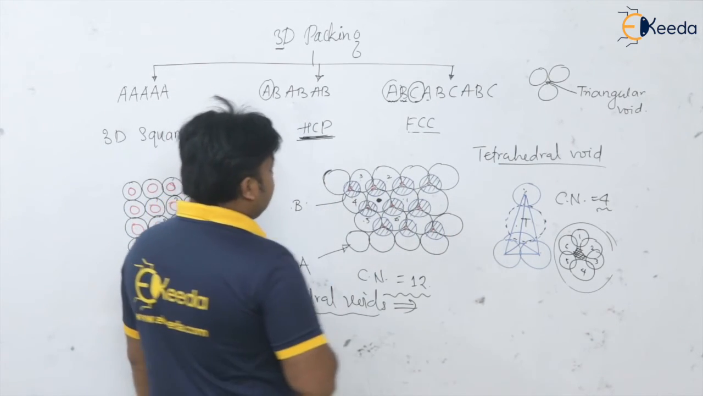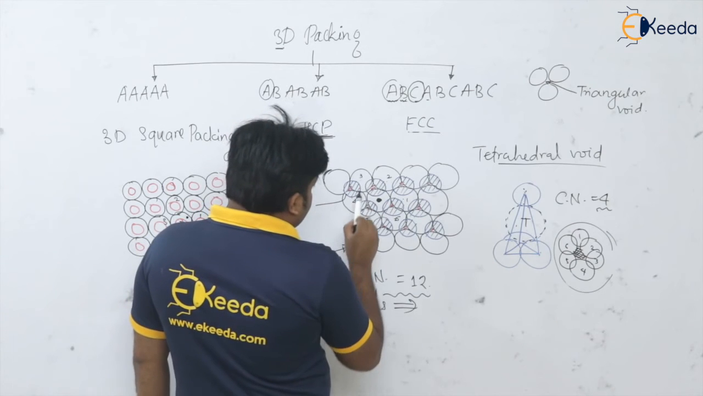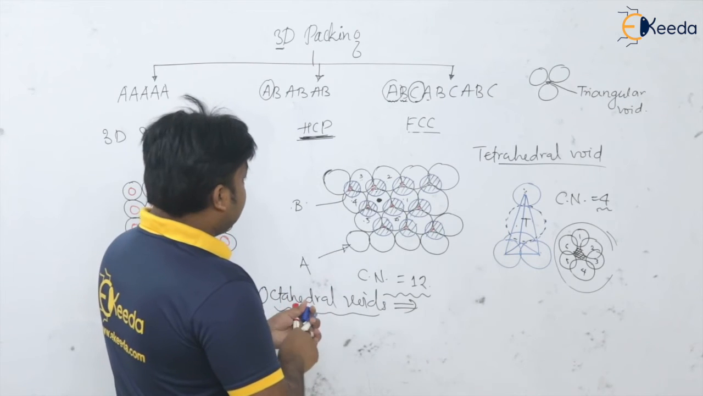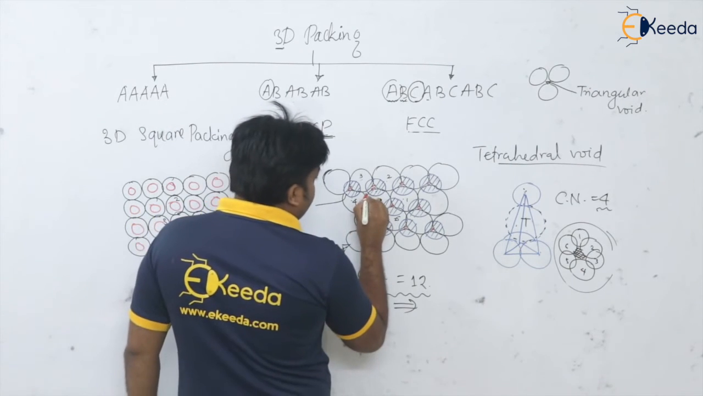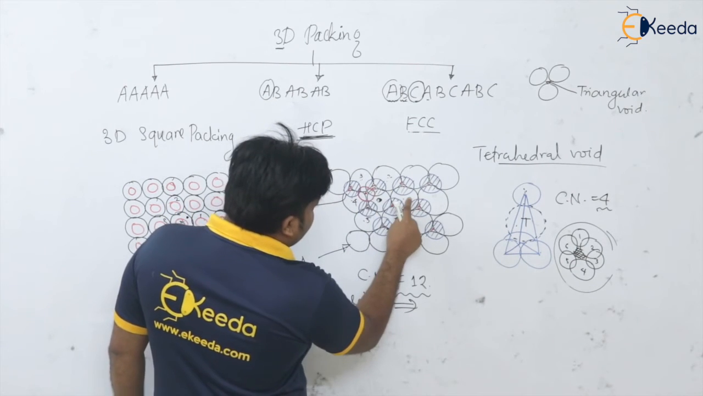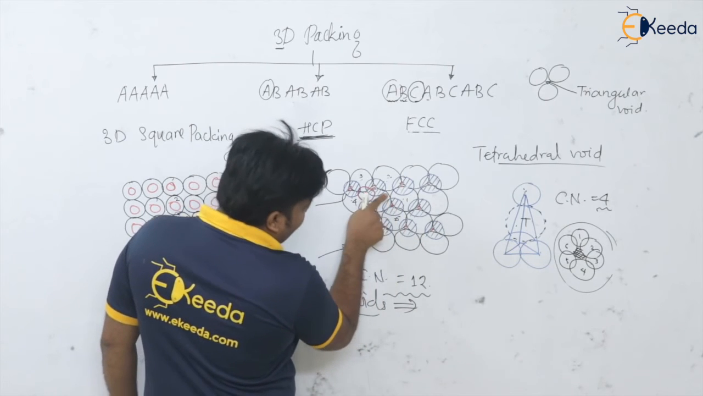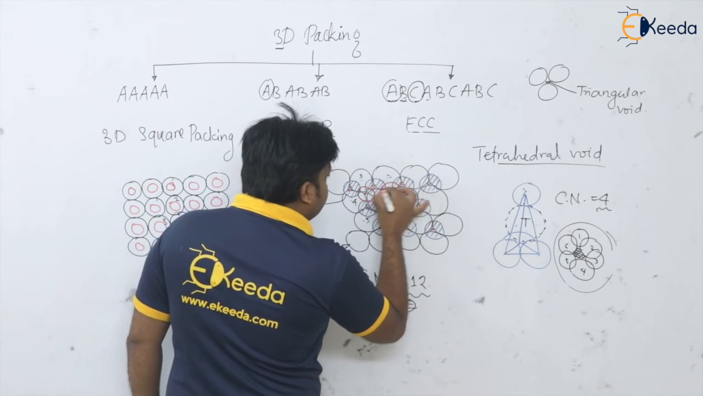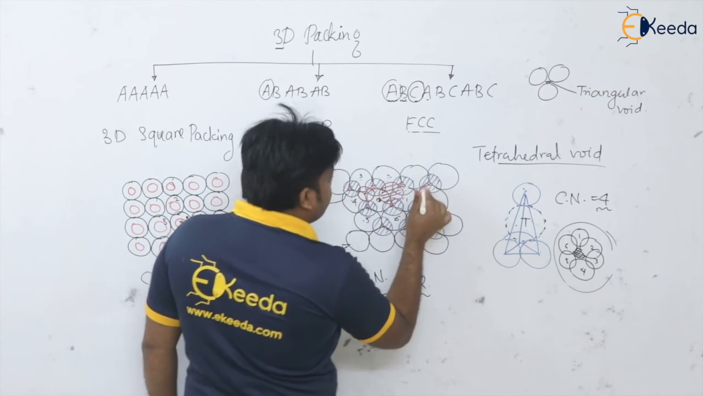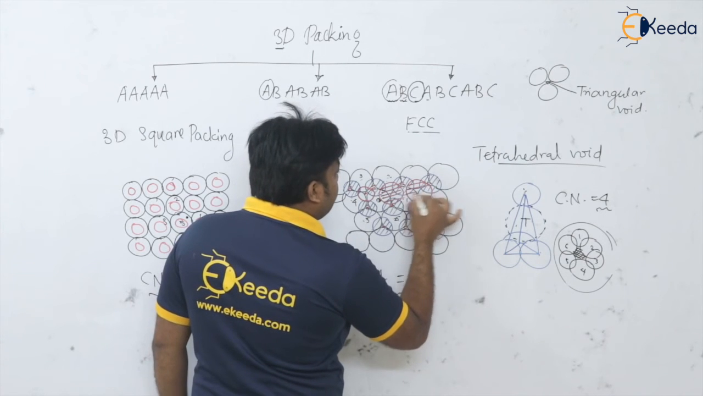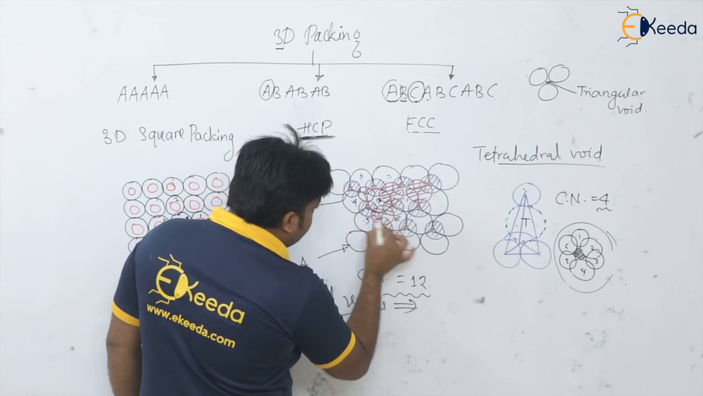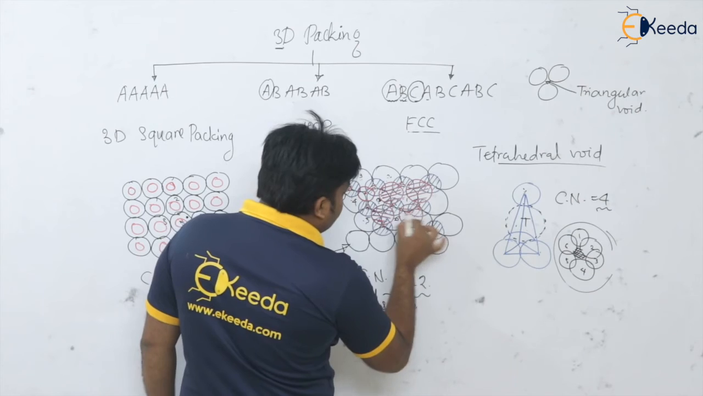Now let us see where it is. So see here, this 1 2 3, this 1 2 3. So where is this octahedral void? The octahedral void is here. See, I am covering it. See here, 1 2 3, 1 2 3. This void which is visible, this is the octahedral void. I am covering it with the red pen. This is the octahedral void.